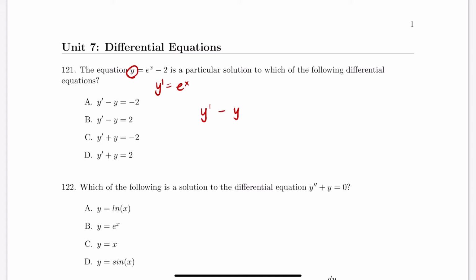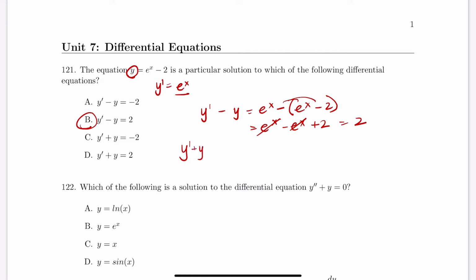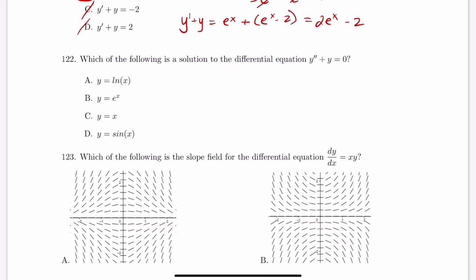So let me start with the subtraction. If I subtracted them, y prime was e to the x and y itself was minus parentheses e to the x minus 2. If I subtract those expressions, that's e to the x minus e to the x plus 2 if I distribute the negative. These cancel out and I'm just left with 2. So I think that answer is B. But if I added them instead, I'd have e to the x plus e to the x minus 2, which gives 2e to the x minus 2. So it's neither of those answers. All right, cool. For number 121, I just wanted to verify that.